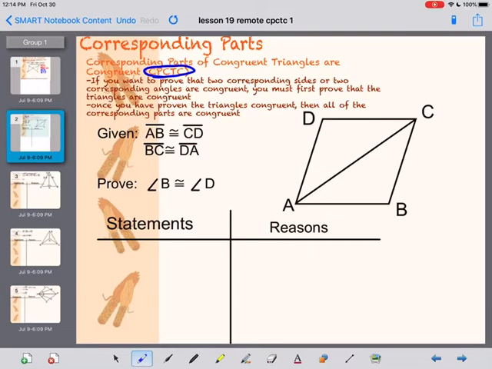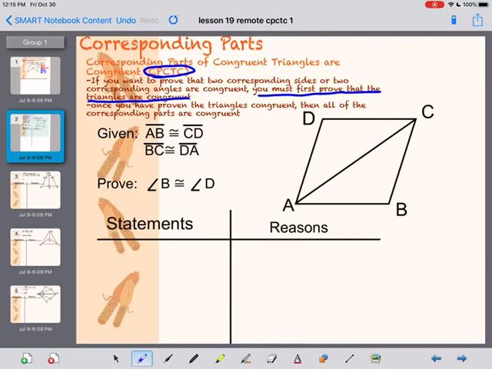Now the thing though you have to remember is you still must prove that the triangles are congruent first. Once you prove the triangles are congruent, then you can use that to prove any piece of the triangles are congruent. So this is going to kind of be like an add-on to the proofs that we were doing last week. So let's do an example to show you.